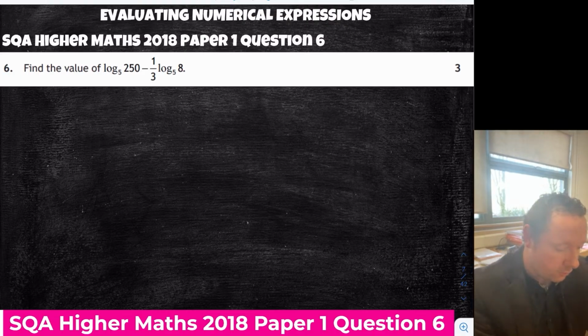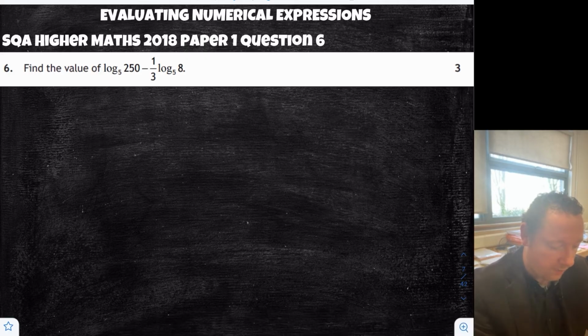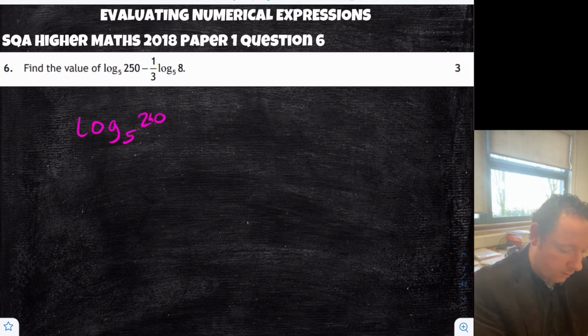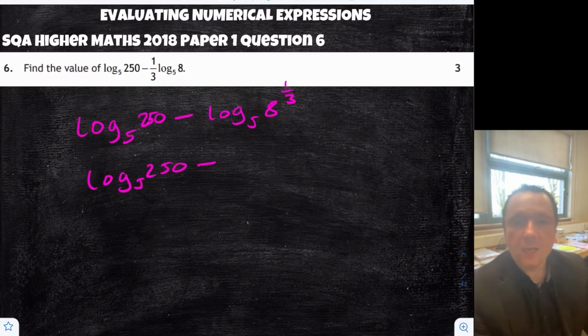Okay, evaluating numerical expressions, SQA Higher Maths 2018, paper 1, question 6. Find the value of log 5 250 minus a third of log 5 8. So we're going to combine these. We'll keep the log 5 250 hanging out for a minute, but we can say minus log 5 8 to the power of a third, because you can take coefficients up as a power. We'll work out that 8 to the power of a third then.